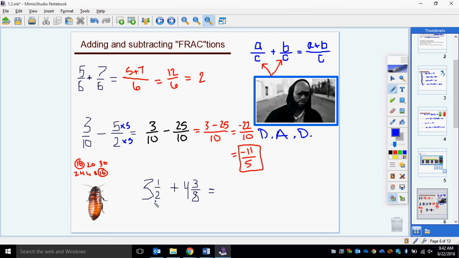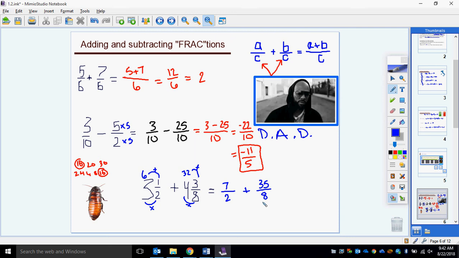So in order to do that, I want to multiply the denominator by the whole number. So 2 times 3 would give me 6. And then I want to add that with the numerator. 6 plus 1 is 7. My denominator stays the same here. So it's a 2. For my other fraction, again, I'm going to multiply 4 times 8, get 32, plus 3. It's 35, and my denominator stays 8.